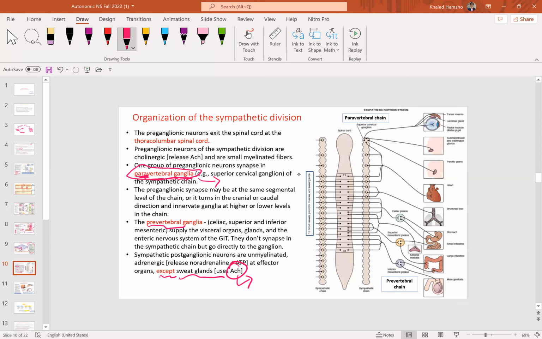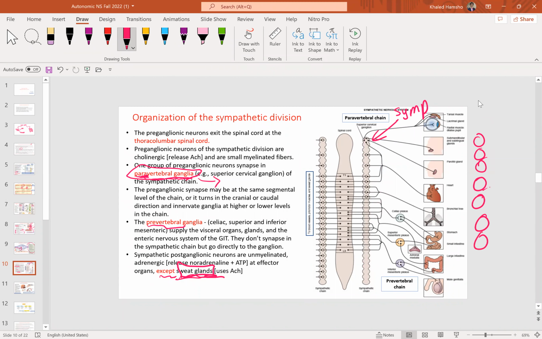Paravertebral is just the name of the sympathetic chain. It's known as paravertebral because it's parallel to the vertebra. If these are the vertebral bones, the chain comes parallel to it. It means they run next to each other. That's why it's called paravertebral. And most of the sympathetic output goes into the sympathetic chain.